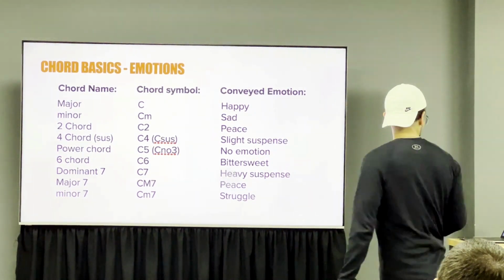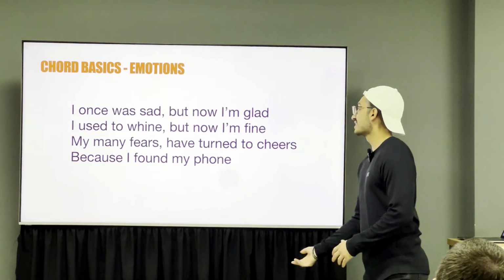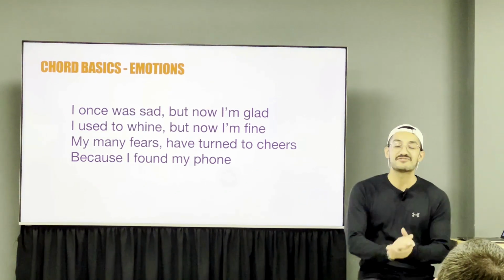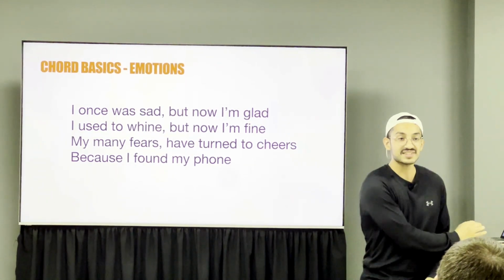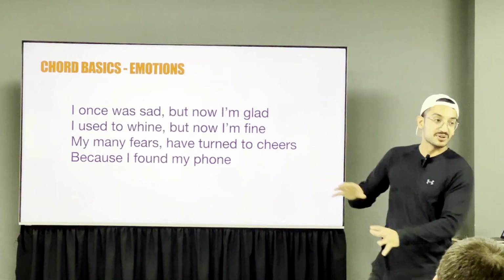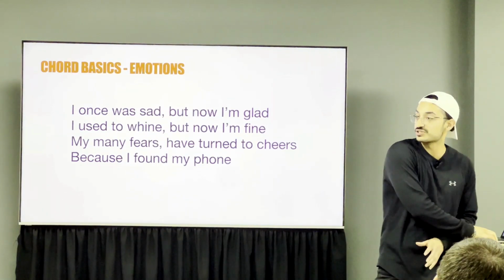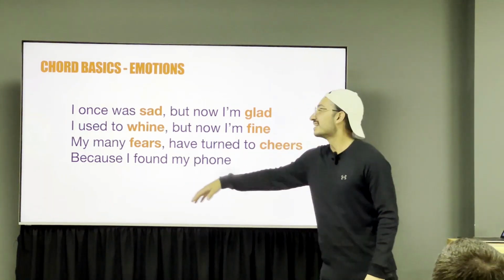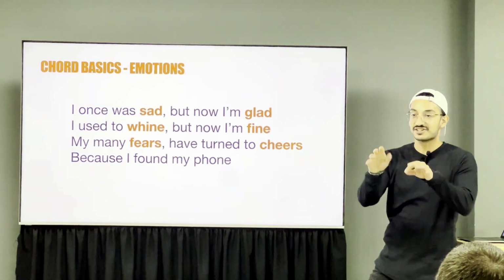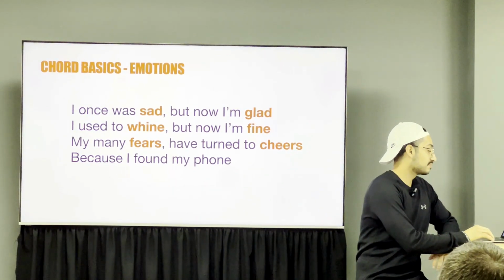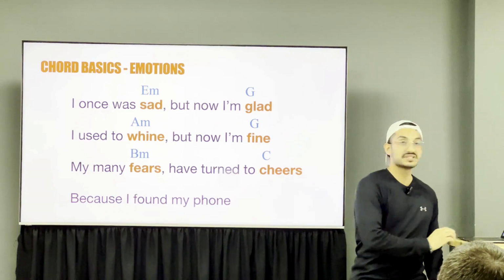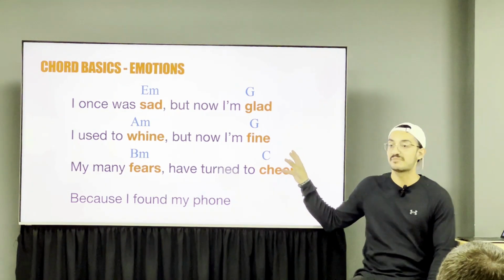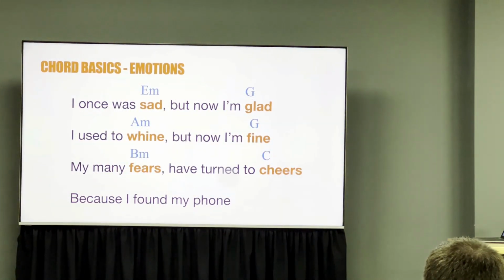I made up a funny little stanza. I once was sad, but now I'm glad. I used to whine, but now I'm fine. My many fears have turned to cheers because I found my phone. Okay? So this is like an emotional roller coaster, yeah? So I'm going to highlight all the emotion words. Boop. So all of these are what? Negative, and all of these are positive, and it's in your face, right? So what I'm basically positing to you is that you should put sad chords on sad words and happy chords on happy words. And it just fits.